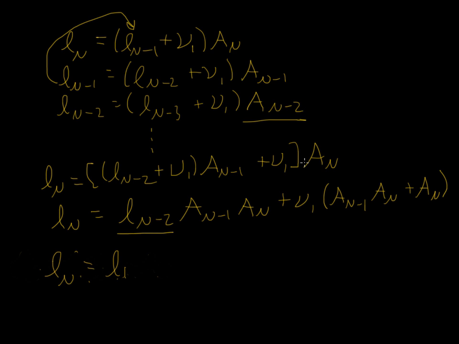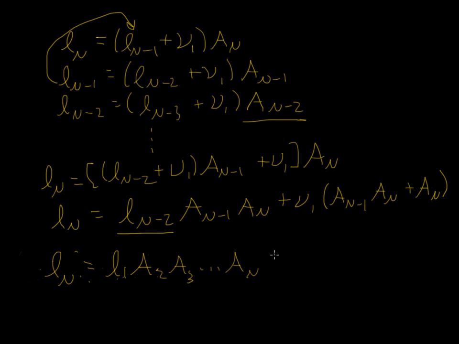All right, so what we wind up getting then is Ln equals L1 times A2 times A3 times all the other A's all the way to An. And we're going to get a new A every time we do a substitution. And we've done n minus 1 substitutions to get all the way up to L1.